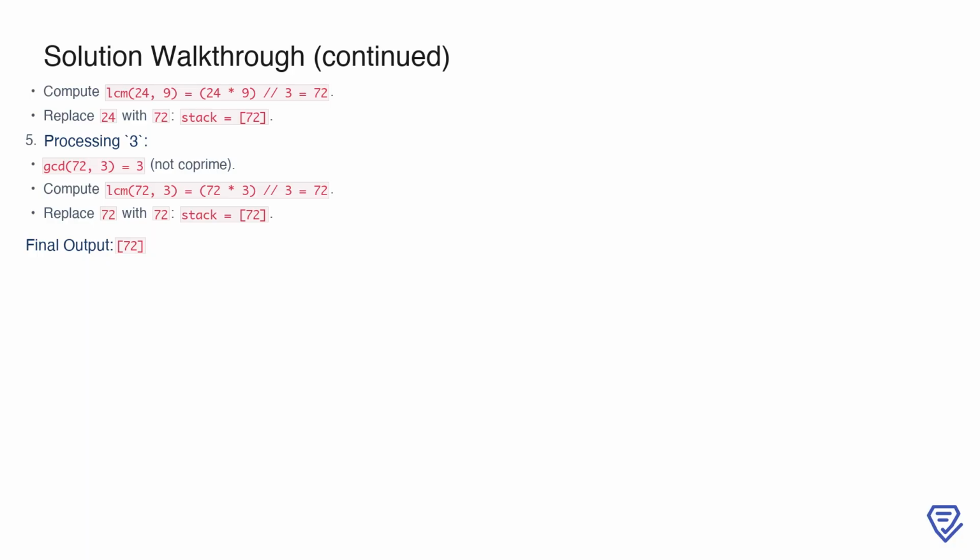Since all numbers have now been processed, the final output for this example is 72. This completes the walkthrough of all examples, demonstrating how the non-coprime replacement process works step by step.